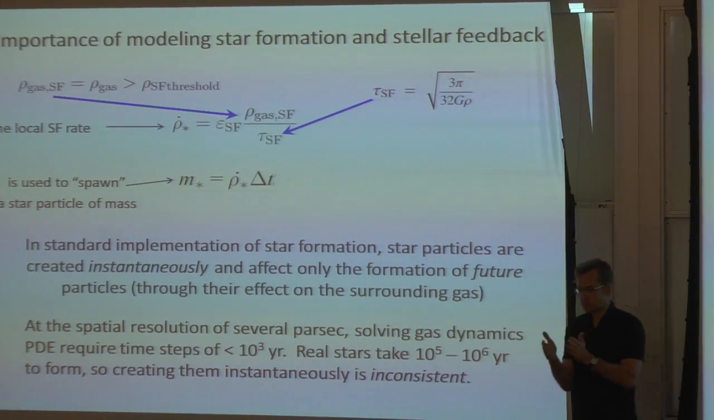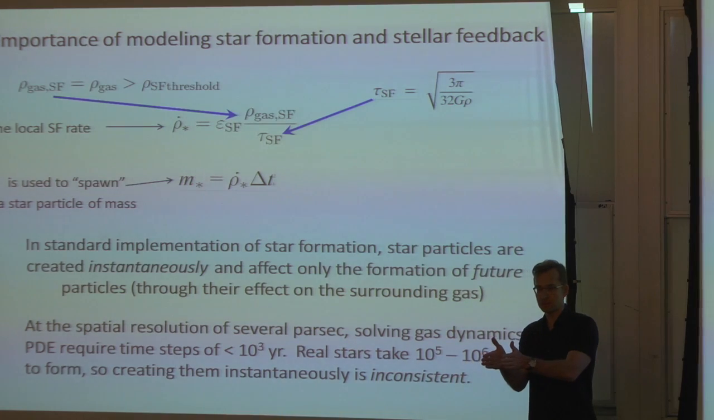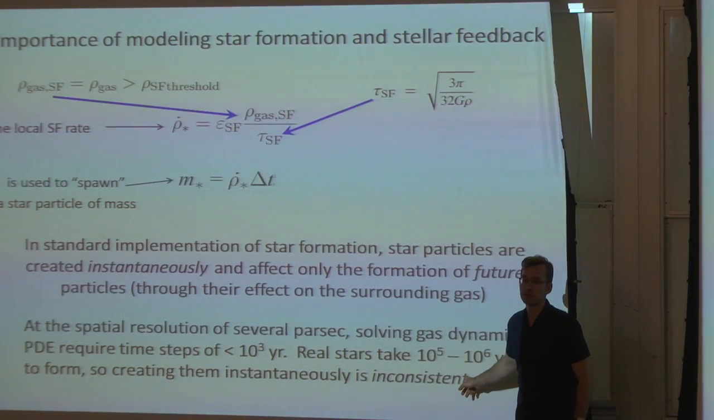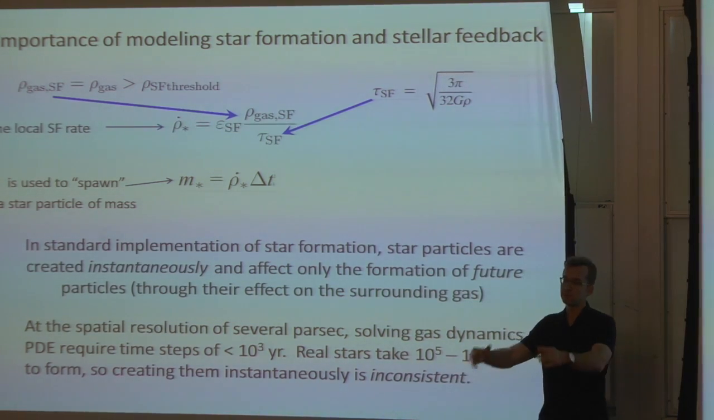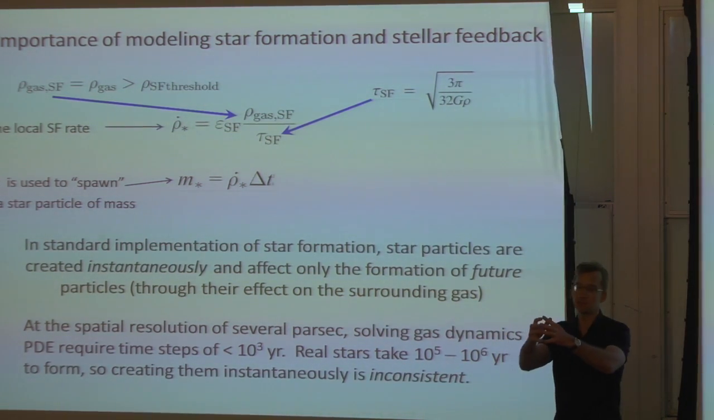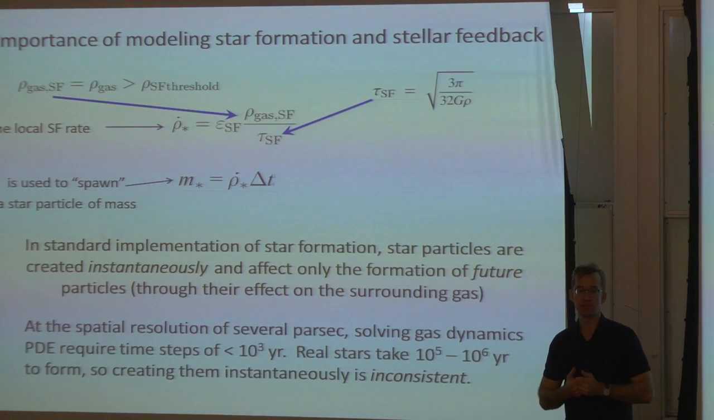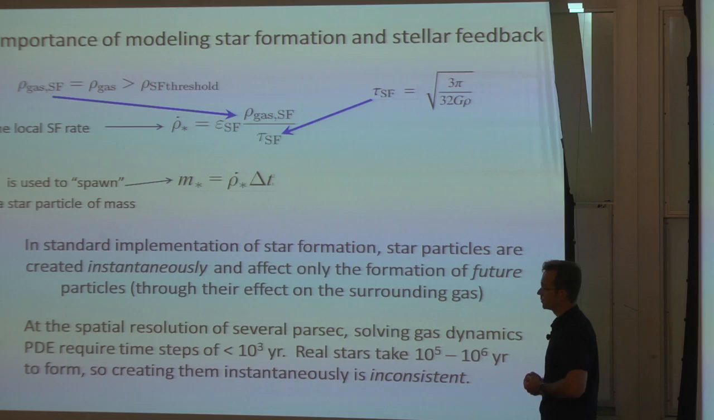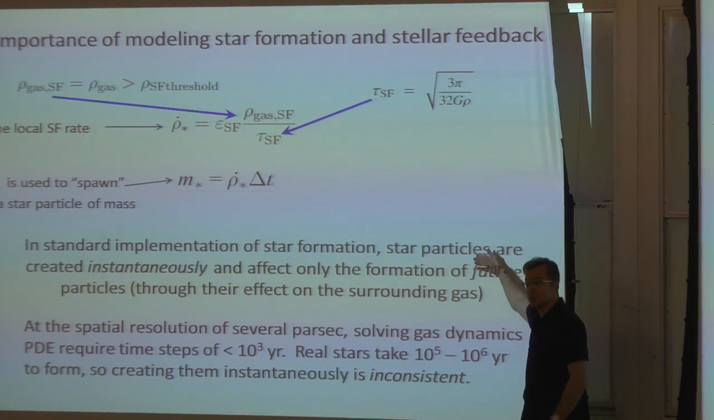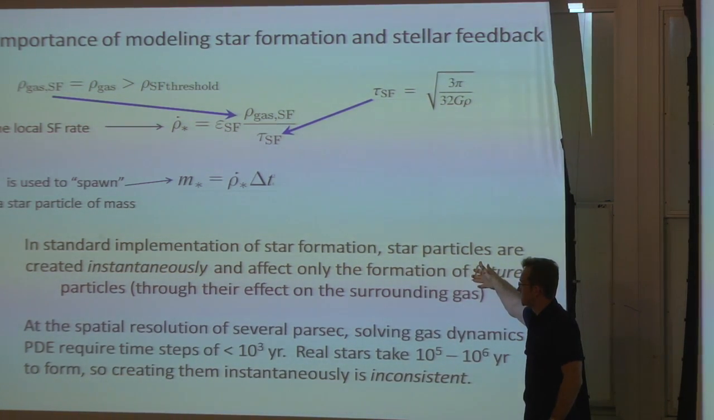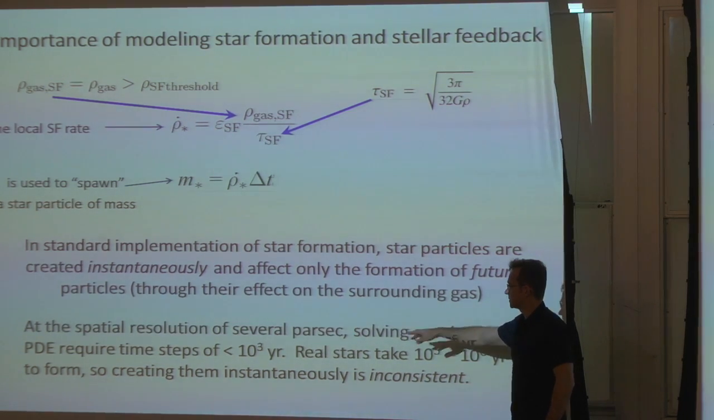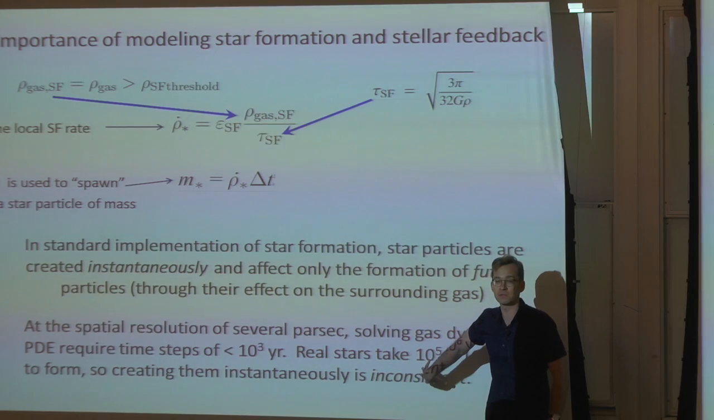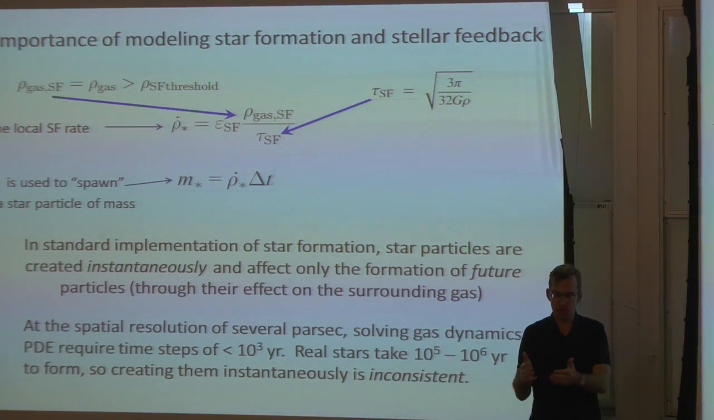Real stars, which we see forming in molecular clouds in observations, take between 100,000 and a million years to form. This is just the amount of time for the protostellar core to collapse and form a star and begin nuclear reactions within it. So the premise that was put in the simulations, that you can instantaneously create a stellar particle, is no longer satisfied because we have such short time steps. We're resolving in time the formation of individual stars. We're not actually doing this.